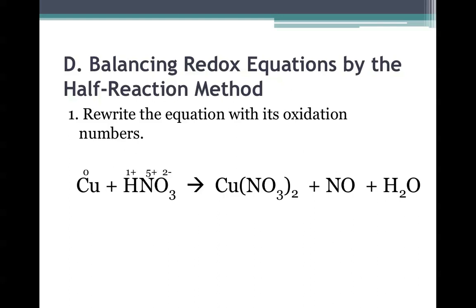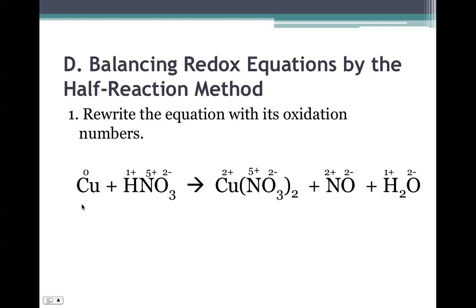Go ahead, fill in HNO3. Try out, so pause the video and try out Cu(NO3)2 too. You should calculate these oxidation numbers. NO should be -2 and +2, then finally H2O. So now we have all of our oxidation numbers.